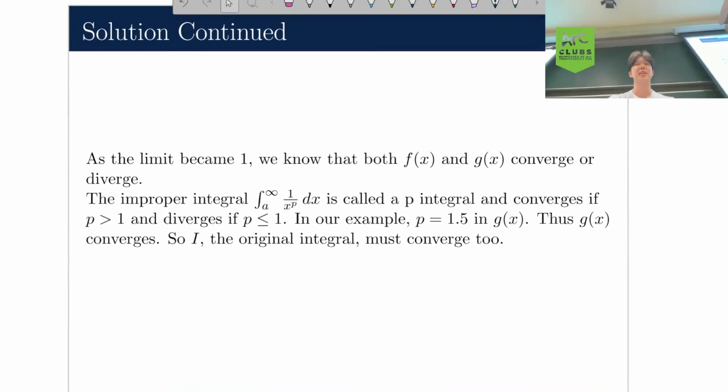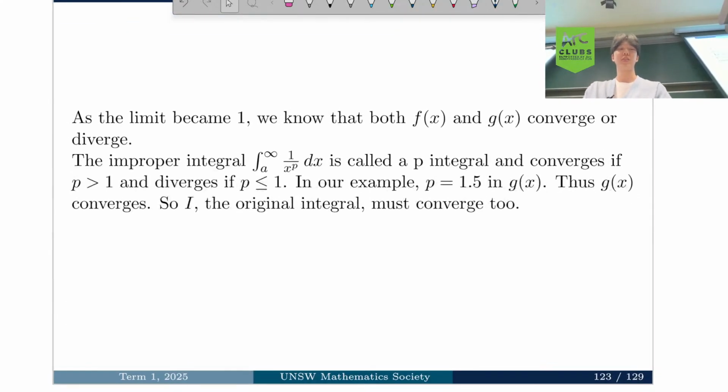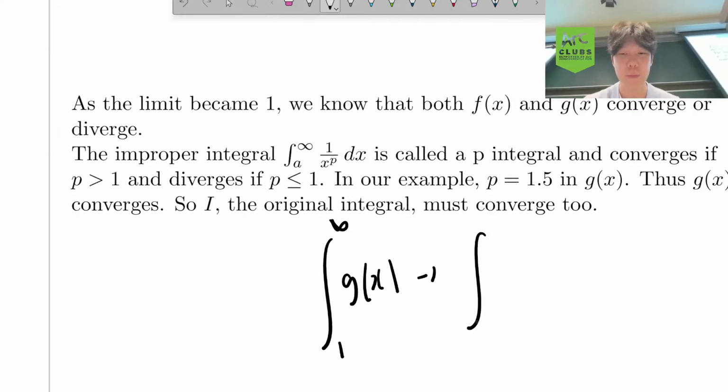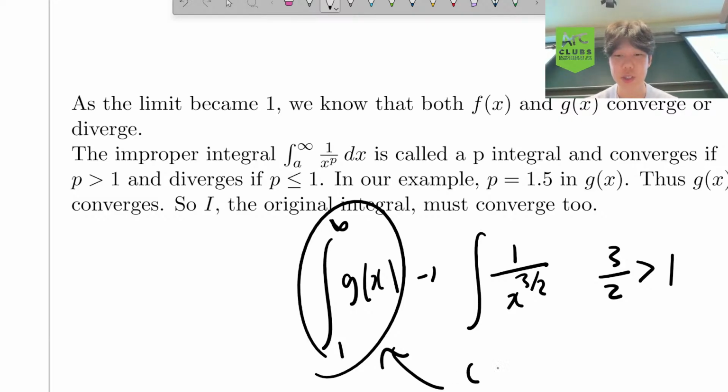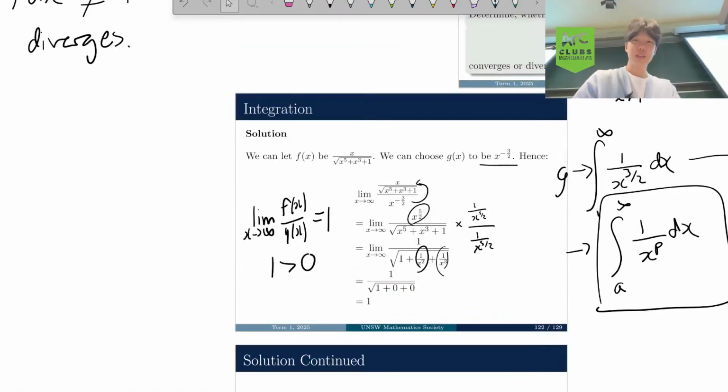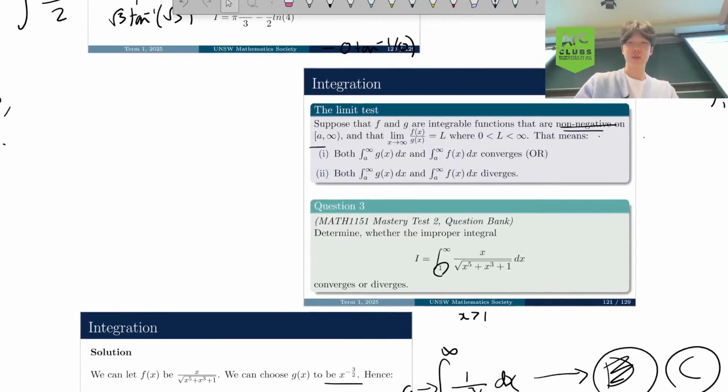So here, as the limit became 1, we know that both f of x and g of x converge or diverge. This is our p integral, and it converges if p is greater than 1. In our example, since the integral from 1 to infinity of g of x was 1 over x to the power 3 on 2, and we know 3 on 2 is greater than 1, we know this converges. Thus, f has to converge as well. So that is basically how the limit test works.